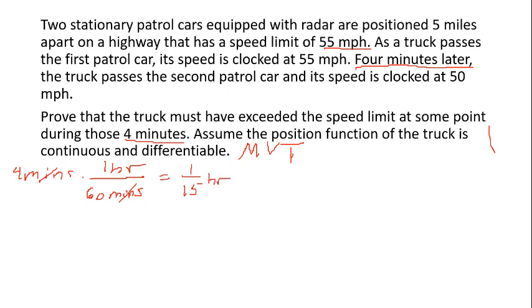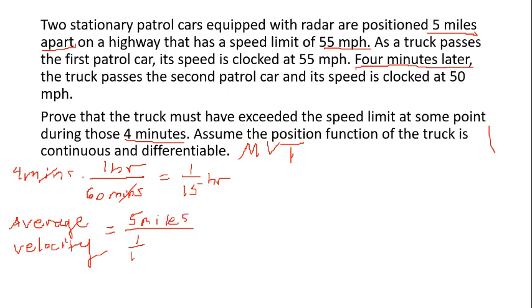So let's actually find his average velocity. Remember, these two patrol cars are 5 miles apart, so he traveled 5 miles in 4 minutes. So average velocity is going to be the total distance traveled, that 5 miles, divided by the total time he took to travel, which is that 1/15 hours. If you do 5 divided by 1/15, or 5 times 15, you get 75 miles per hour. Remember, that's his average velocity.